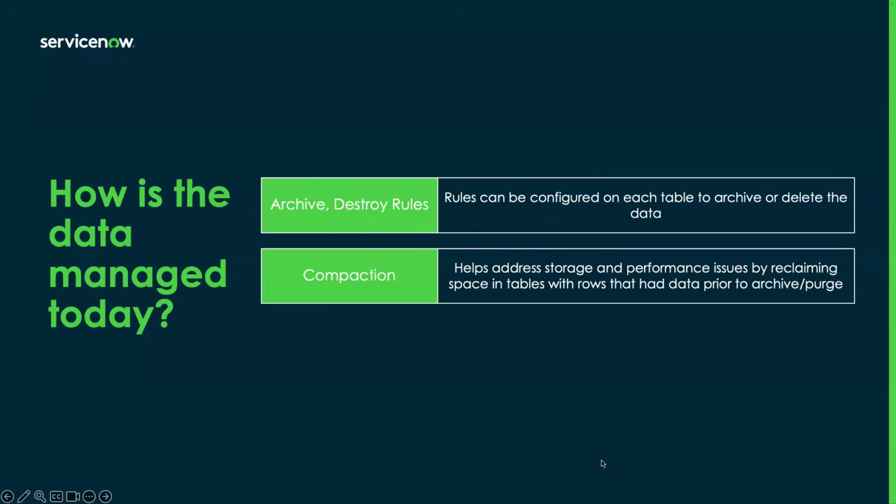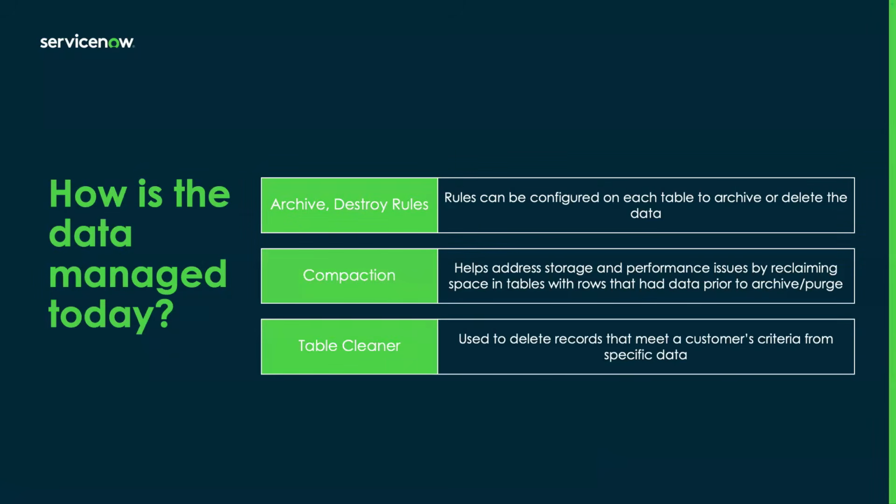And then comes compaction, which helps address storage and performance by reclaiming the space that has been created by archiving or purging your data. But this requires additional effort to contact support to get your space reclaimed. And then there's table cleaner, which is also used to delete records that meet your criteria based on certain conditions, to aim for deleting specific data.